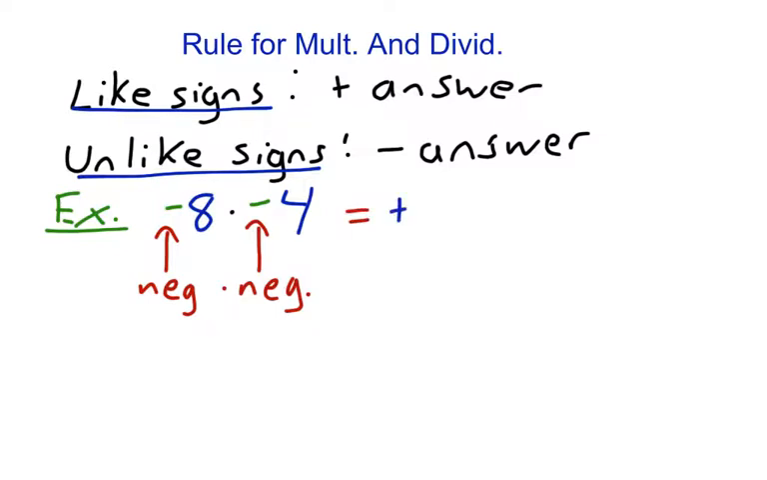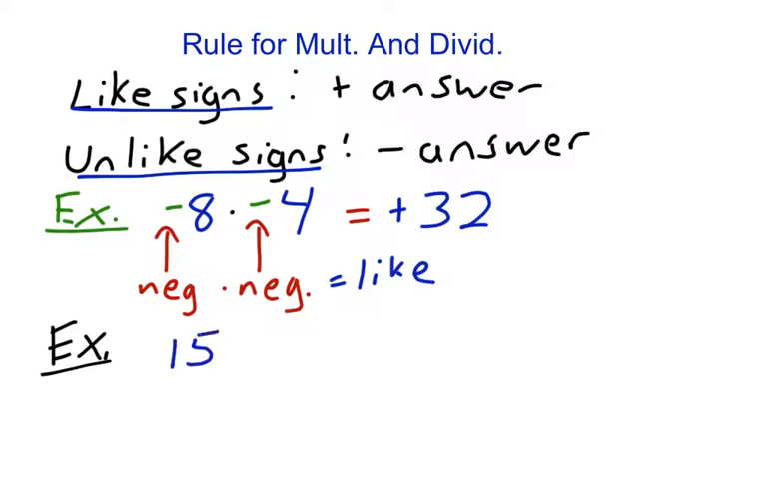So it's a positive, and you don't have to put the positive sign. I'm just doing that for demonstration. So 8 times 4 is 32. And we know it's positive because they were like signs. Alright, so all you need to do is look at the signs. So one more example with that concept. Let's say that we have a positive 15. See, this works for multiplying and dividing. So what if we had a positive 15 divided by a negative 3?